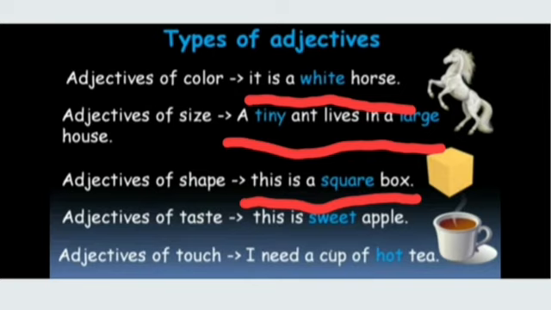Okay, next, this is a sweet apple. Sweet apple, adjectives of taste. Yes, sweet. When we eat an apple, it tastes sweet. So this is a sweet apple. Yes, so this is an adjective of taste. Next, adjectives of touch. Yes, I need a cup of hot tea. Hot, yes, adjectives of touch. I mean when we touch, whether it is hot or cold. Yes, so this is an adjective of touch. Okay.